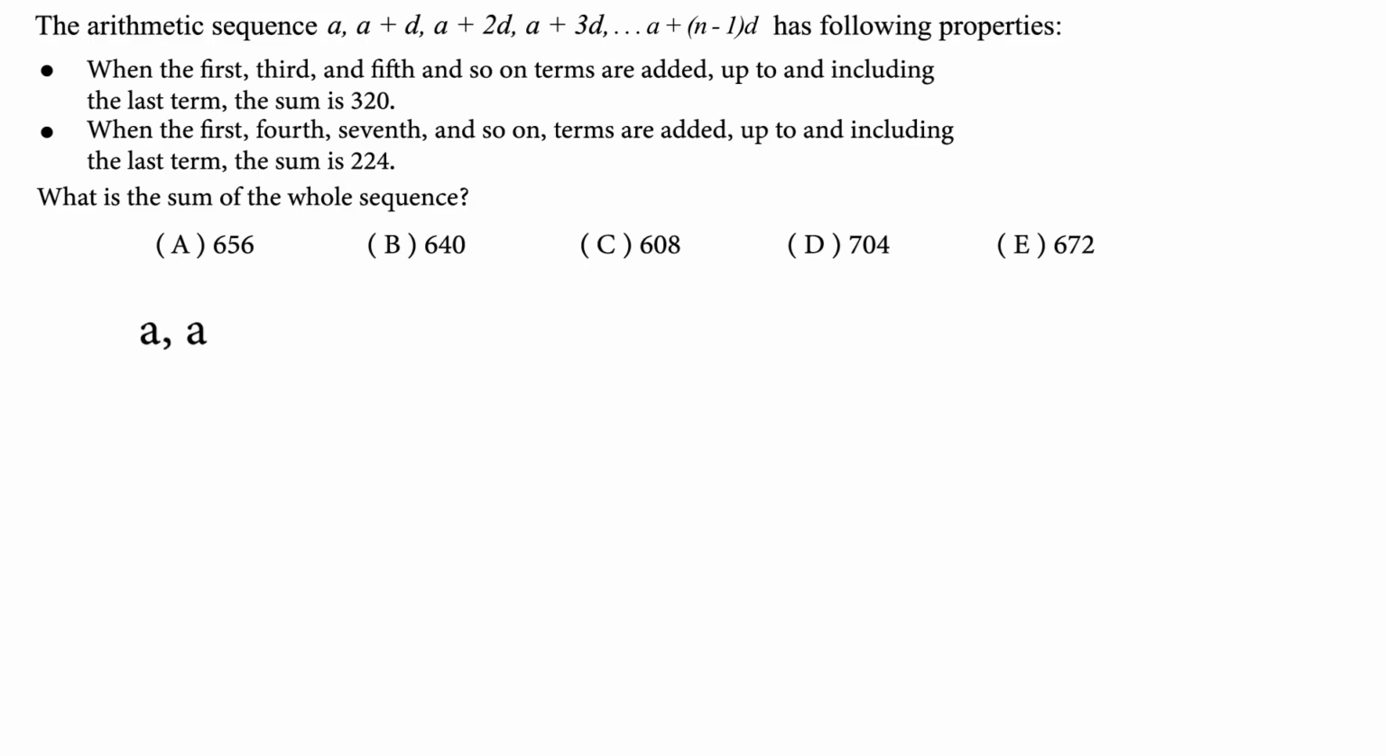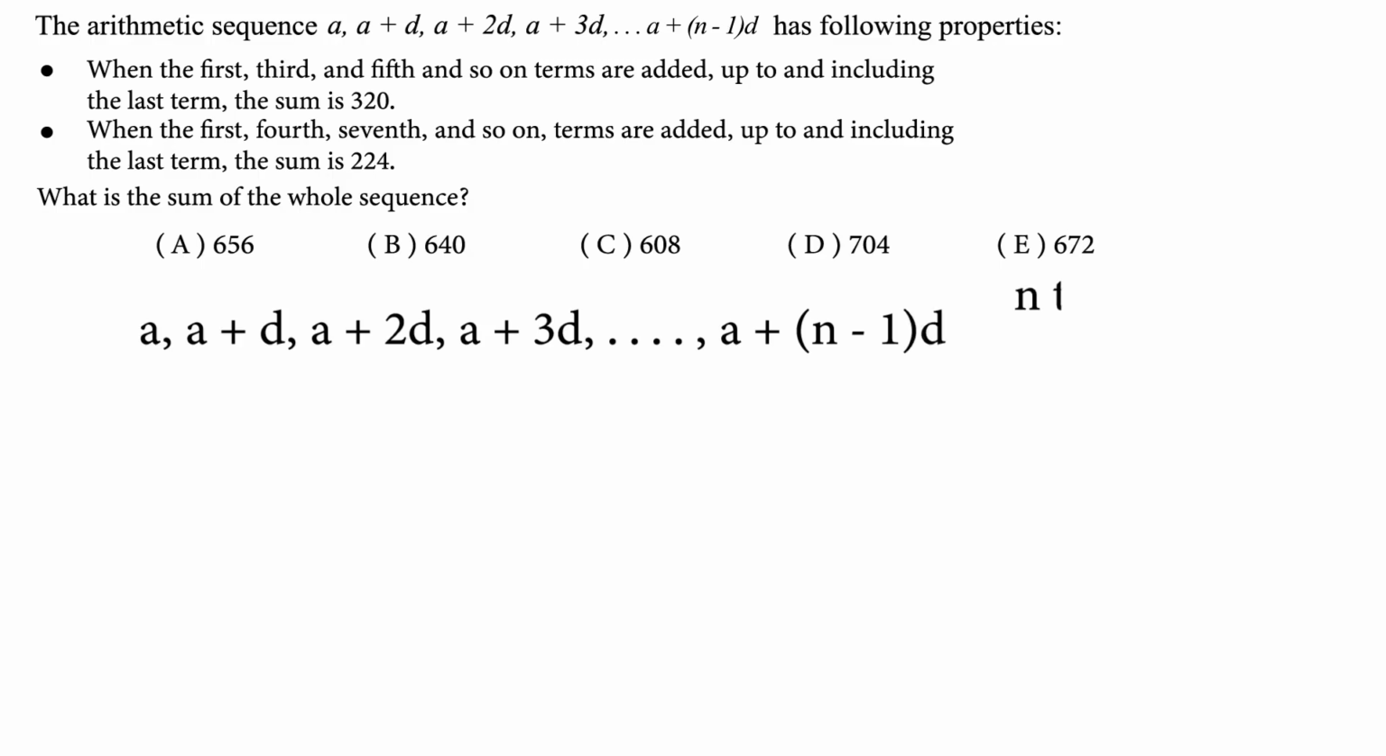So we have a plus d, a plus 2d, a plus 3d, all the way up until we get to the final term, which is a plus (n minus 1)d. And this has n terms. We don't know the value of n, so we have to make some decisions later on as to what n could be in terms of being even, being odd, divisible by 2, divisible by 3, and so on.